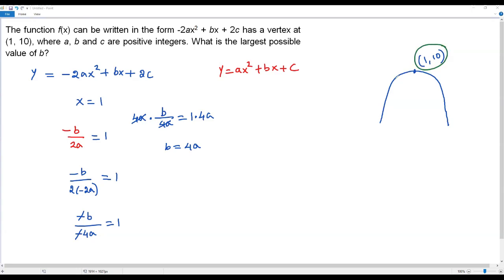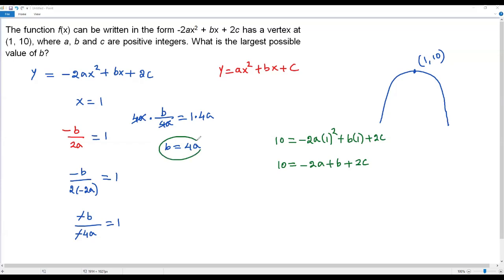Since we have this point (1, 10) on the parabola, we can plug it into the given quadratic function. I plug in 1 for x and 10 for y. So 10 equals negative 2a times 1 squared, plus b times 1, plus 2c. Then 10 equals negative 2a, plus b, plus 2c.